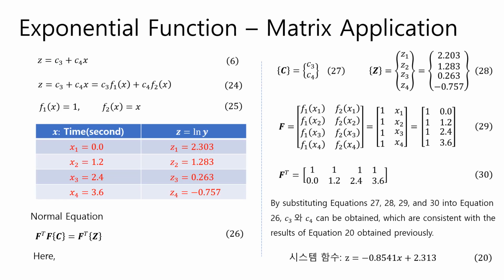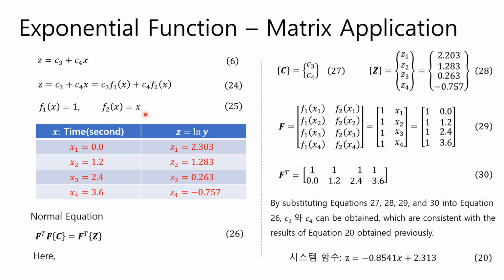For the previous example, you can get the same result by using the matrix equation. The process of taking natural logarithms and converting them to linear form is the same. Next, if we change the previous equation to the form of the fx function, we get equation 24. Therefore, the fx function can be obtained as equation 25.